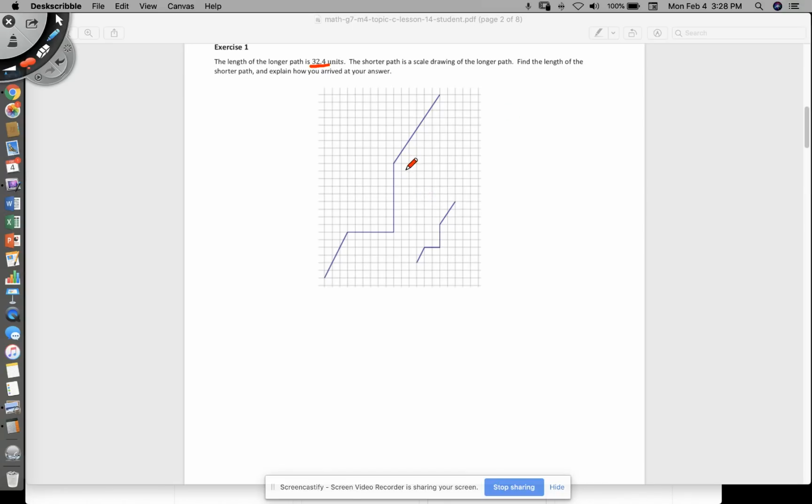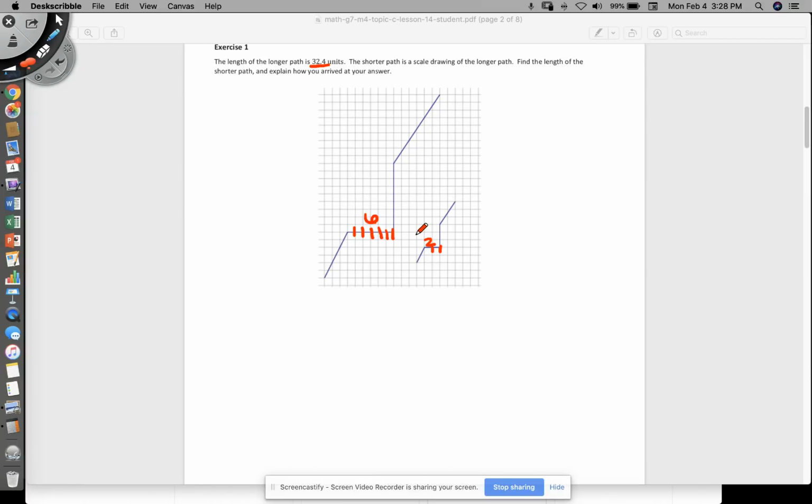All right, now I have two measurements I can actually do. I can do a vertical measurement comparison, or I can do a horizontal. I'm just going to go ahead and do horizontal. So we have 1, 2, 3, 4, 5, 6. This is 6 units here. And this one here is 2 units. So again, I'm going to set this up.